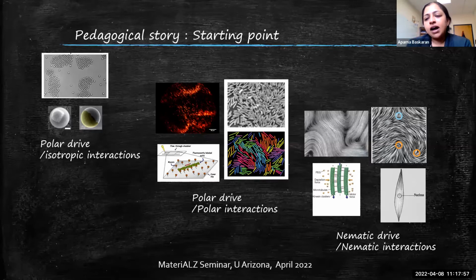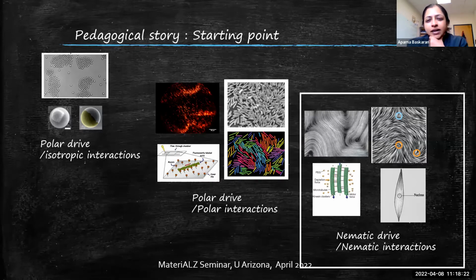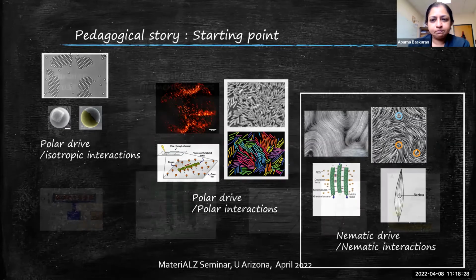And for the nematic drive, nematic interactions category, this is the system that I want to spend a lot of my time talking about. There are in vitro systems made of cytoskeletal filaments and motor proteins. I'll tell you about them in a minute, but the description that I'm going to talk to you about applies to tissues and cell sheets and various other things like that. So it's been used quite widely. So what I will spend the next 10 minutes or so on is talking about the theory of this third class of active systems.